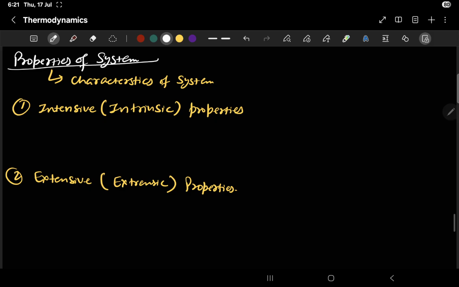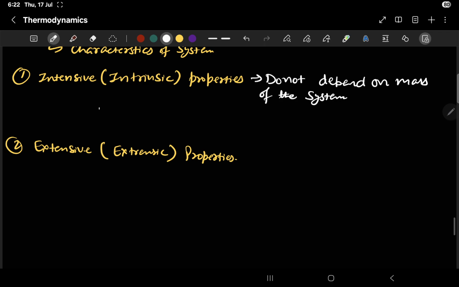Next, what are intensive properties? Intensive properties are the properties which do not depend on the mass of the system. Let's talk about examples, like the temperature of the system. Temperature is irrespective of the mass of the system. Temperature at every point of the system will be the same. Then next we can talk about pressure. Pressure is also an intensive property.